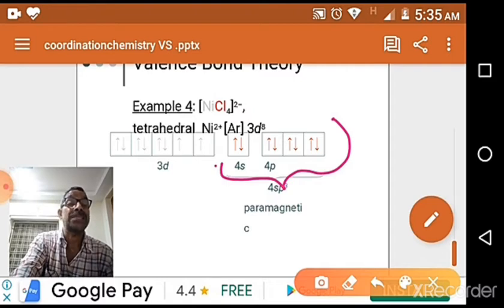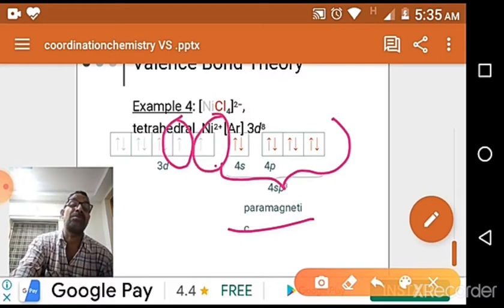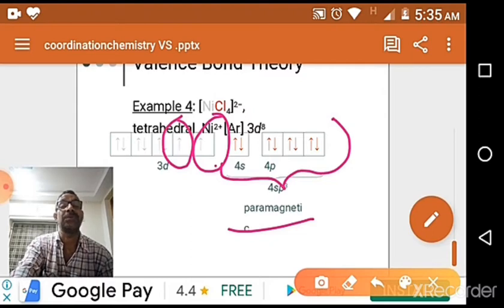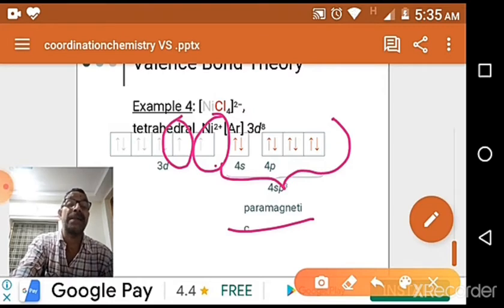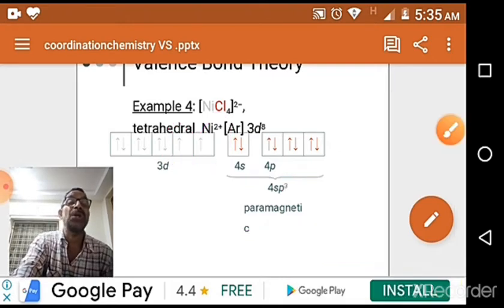From this we can also expect that this compound is paramagnetic. Why paramagnetic? Because it has unpaired electrons in the d orbital. This is also proved experimentally. So this is the explanation of valence bond theory for this complex.